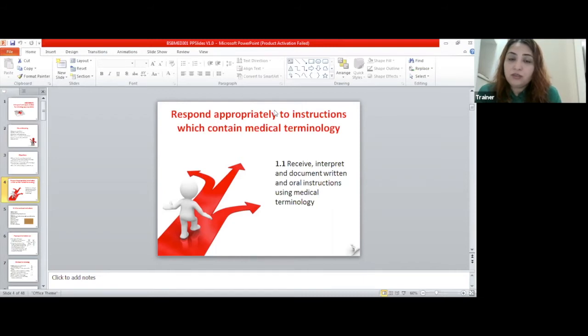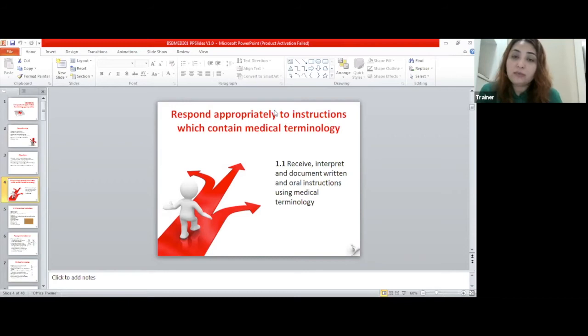So those kinds of things can be useful or unsafe, depending on whether you understand the meaning or not. Coming back to the first element, we'll go into a little more detail. Receive, interpret, and document written and oral instructions. So you're receiving during handover. You might also receive over the phone. A doctor might call and say, can you pass this message to the nurse looking after bed number 7? So you need to take a paper and pen and write down the message.